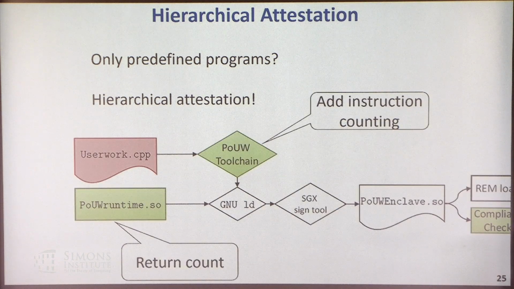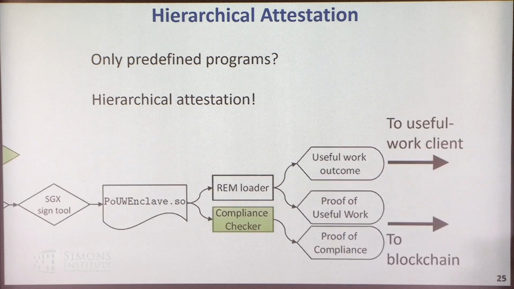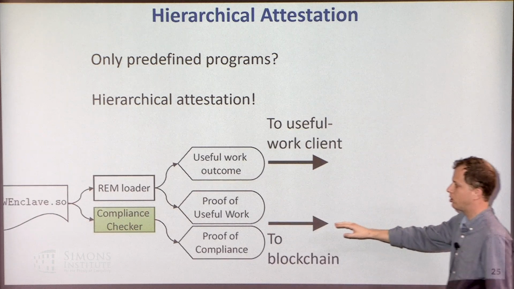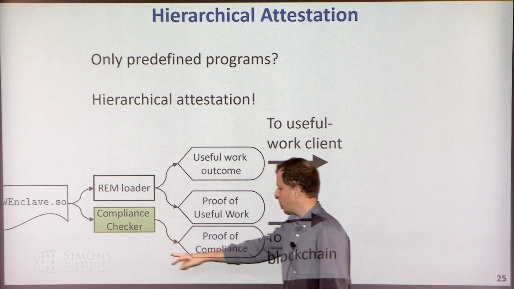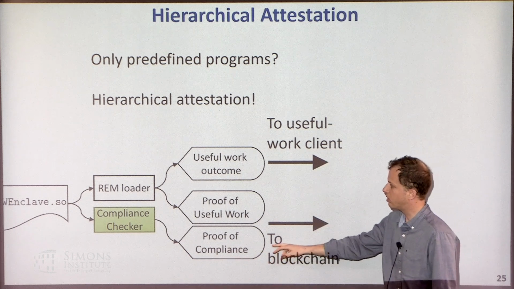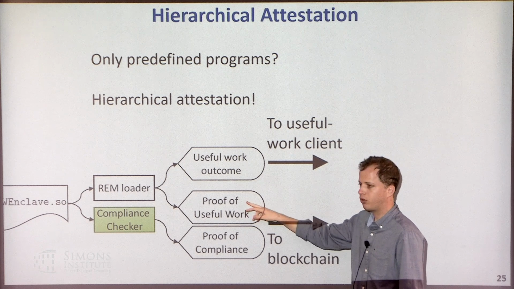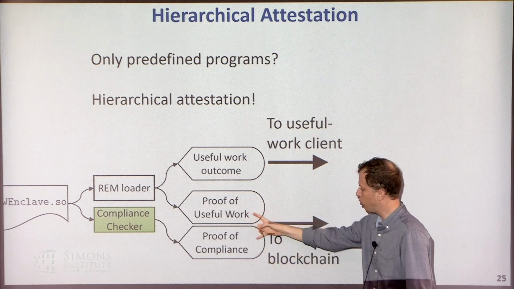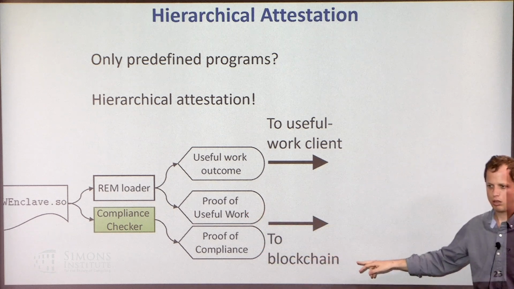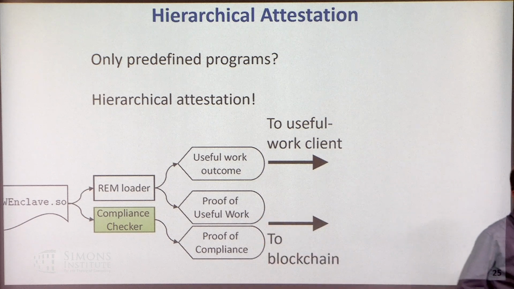So this is our toolchain. I'm not going to go through it at all. Just at the end here, this is the point. The compliance checker spits out the proof of compliance for this, and from this, you get the useful work and also proof of useful work, if you're so lucky. And these two together go to the blockchain. These are not large data structures.